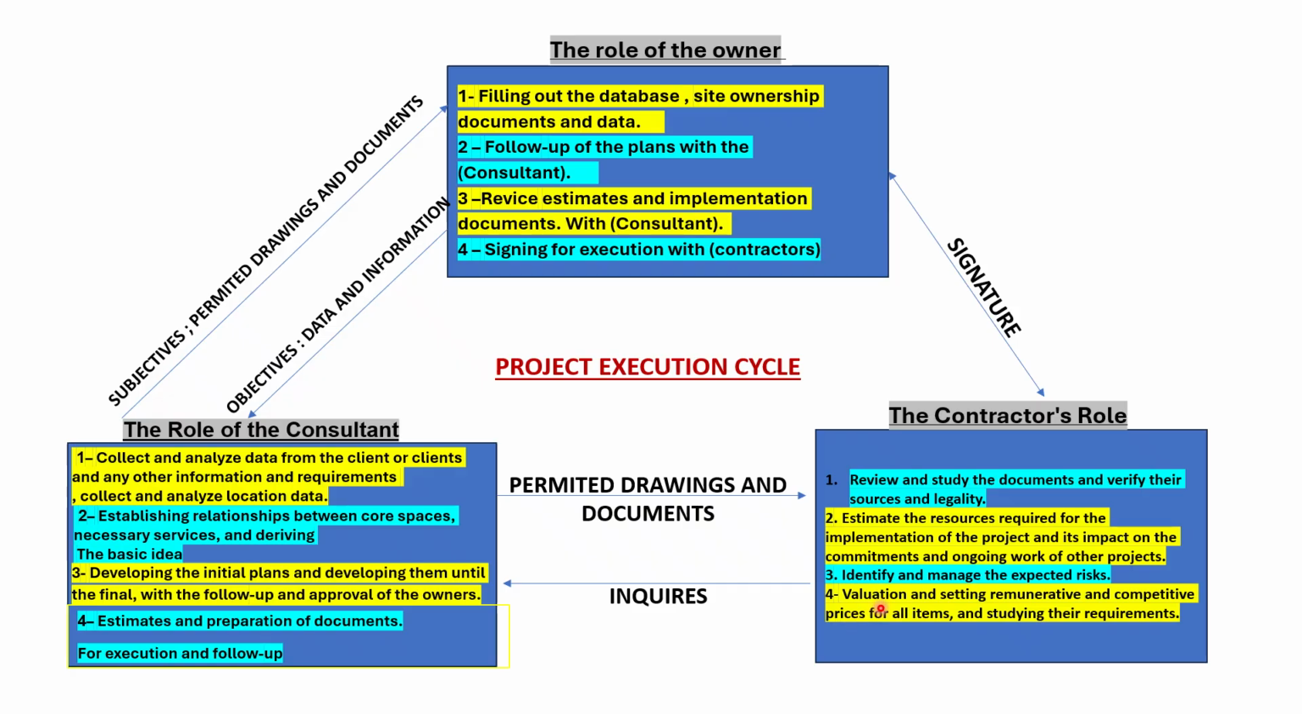Identify and manage the expected risks. He has to know the coming risks of this new project, and these risks may be of many kinds. They can be environmental, delivery, or procurement risks, so he has to prepare alternatives for these risks and solve them.